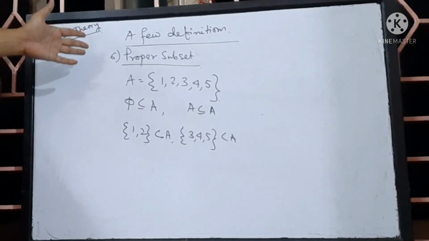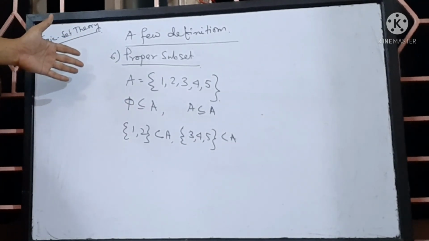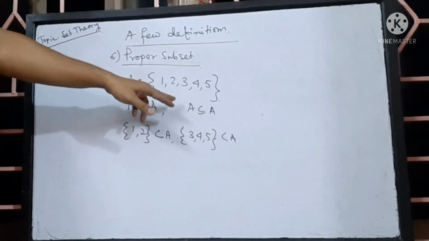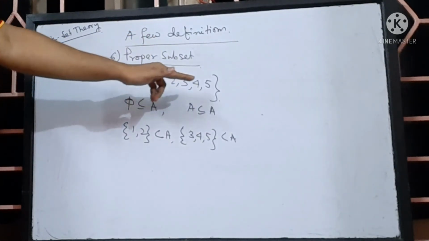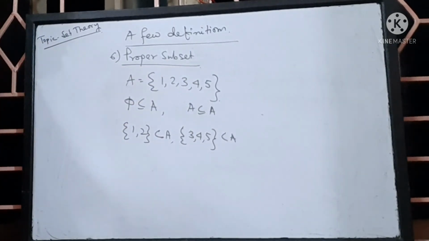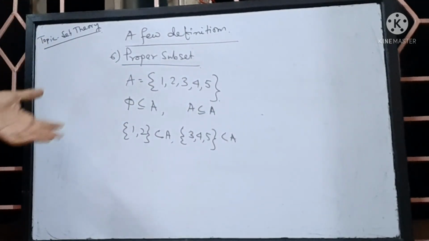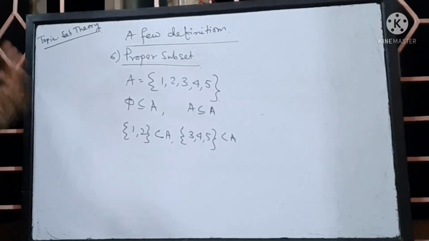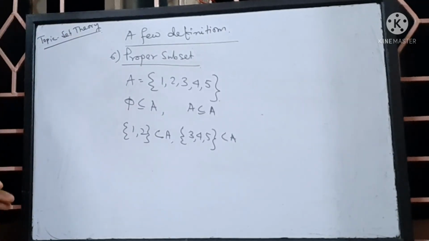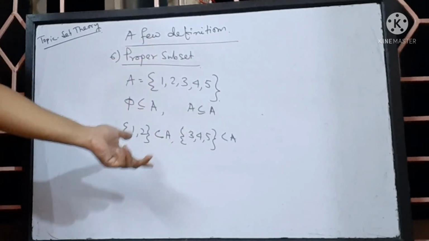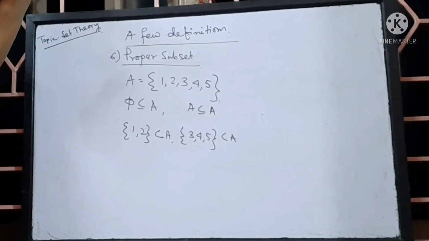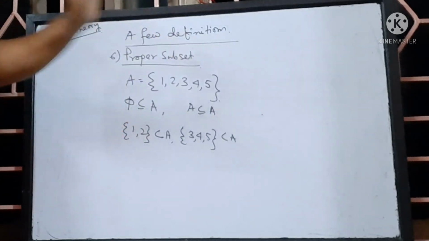Next, we discuss the proper subset. Which are the proper subsets? Let us take a set A equal to the set {1, 2, 3, 4, 5}. We always know that the empty set phi is a subset of every set, because logically the empty set does not contain any element. So the empty set is a subset of all other sets. And the set A itself is a subset of A.